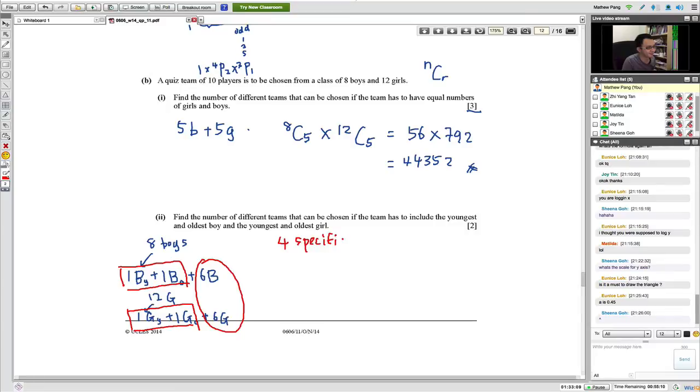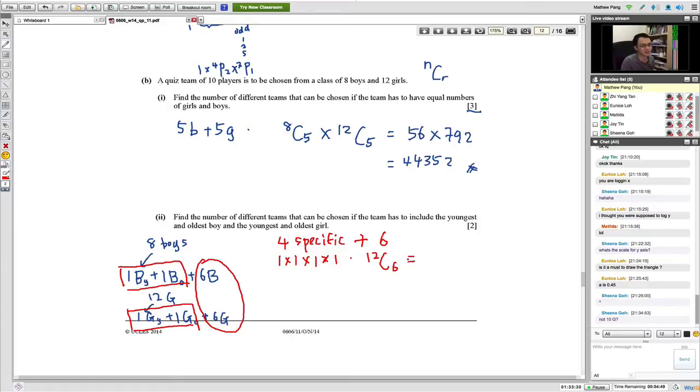So you need to add the 6, which is the random ones. This 4 is all just one way. This one is just 1 multiplied by 1 multiplied by 1 multiplied by 1, because it's specific persons. And then here you have 12 people. So what you need to do is just 12C6. That's all, I think so. Give me a moment. It's 924.